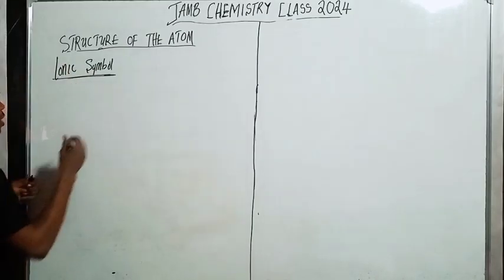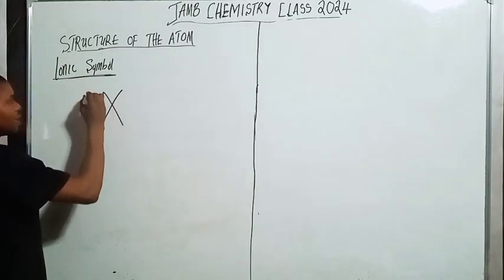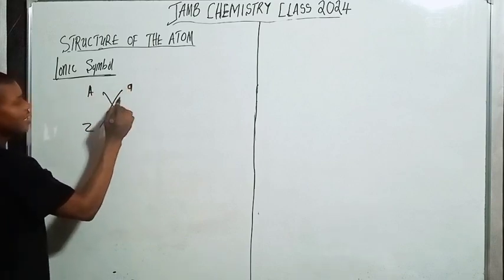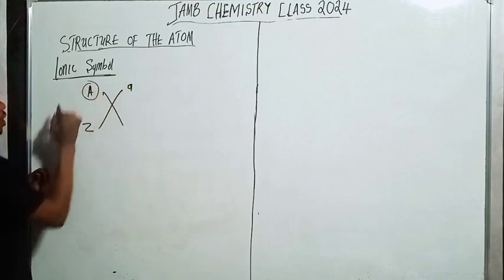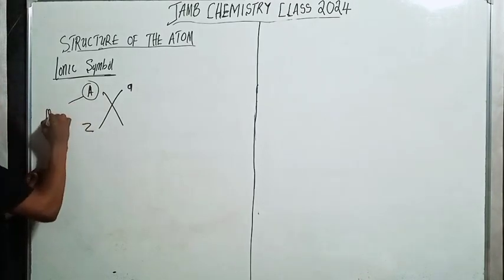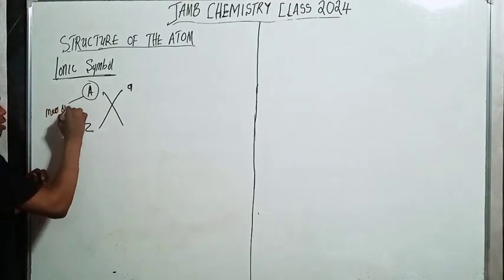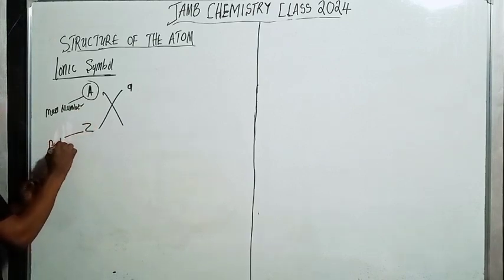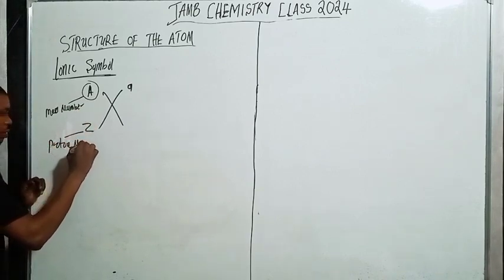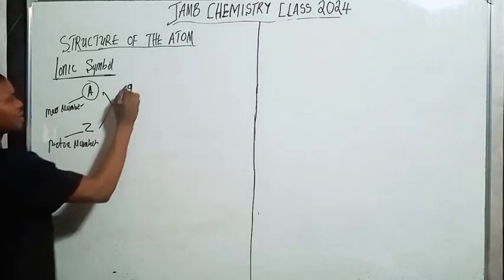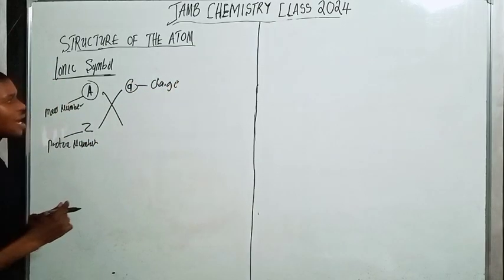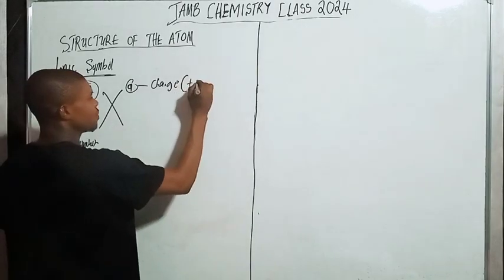So now look at the ionic symbol. Let us say for example here we have X with A, Z. Now, please pay close attention. Here is the mass number, of course. Here is the proton number. And here is the charge. And the charge can either be positive or negative.